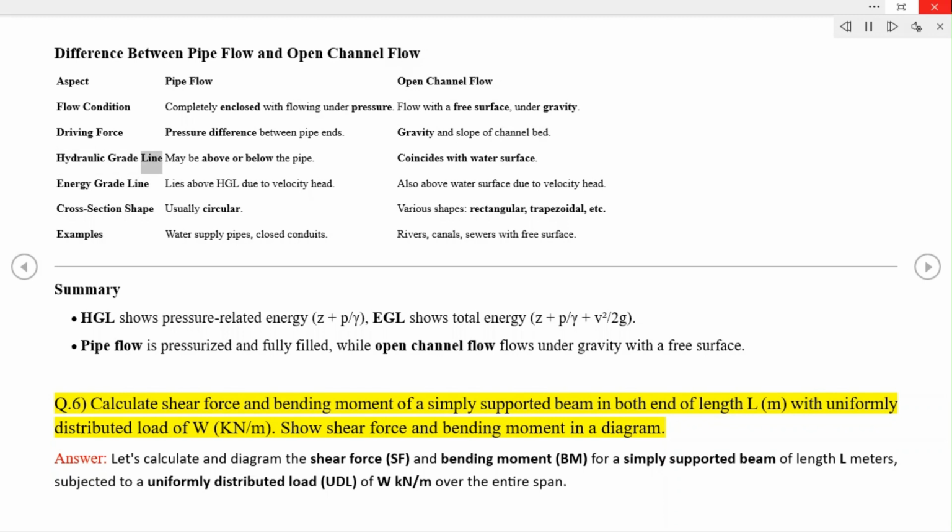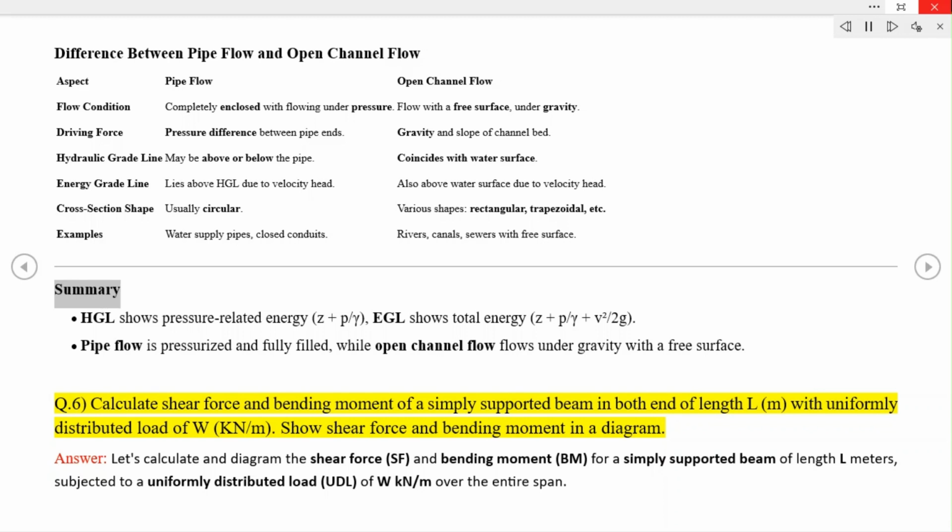Hydraulic grade line: may be above or below the pipe; coincides with water surface. Energy grade line: lies above HGL due to velocity head; also above water surface due to velocity head. Cross-section shape: usually circular; various shapes, rectangular, trapezoidal, etc. Examples: water supply pipes, closed conduits; rivers, canals, sewers with free surface.